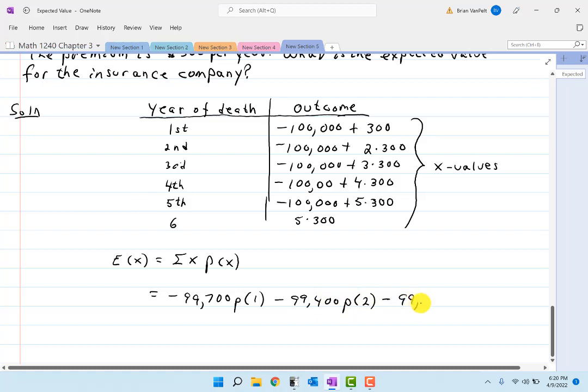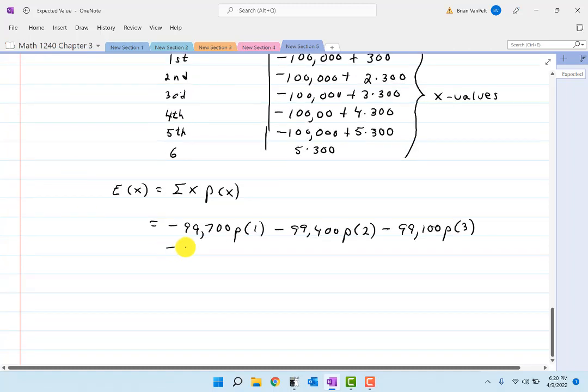Minus 99,100 times the probability that you'll die in the third year. Minus 98,800 times the probability you die in the fourth year. Minus $99,400 times the probability that you die in the fifth year. And finally, plus 1,500 times the probability that you live longer than 5 years. They really don't care if you die in the 6th year. That's all that matters, is that they survived the policy and they made the most amount of money.